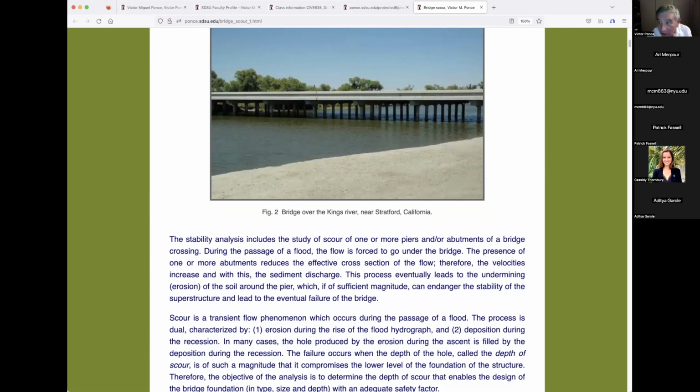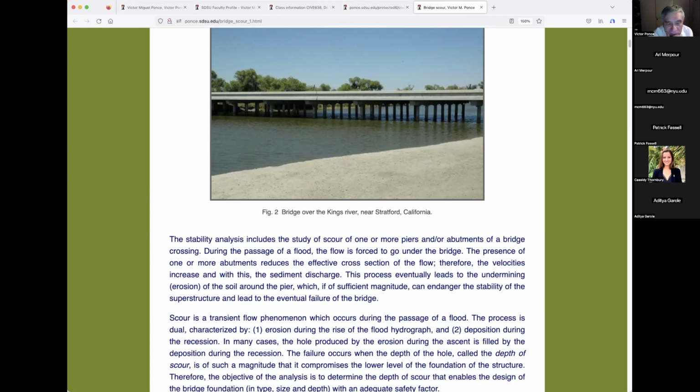And you have a bridge that doesn't have any columns. Sure, you can, but it's more expensive to design. And I'll show you an example later on in this same document. Okay. The presence of one or more abutments reduces the effective cross-section of the flow.